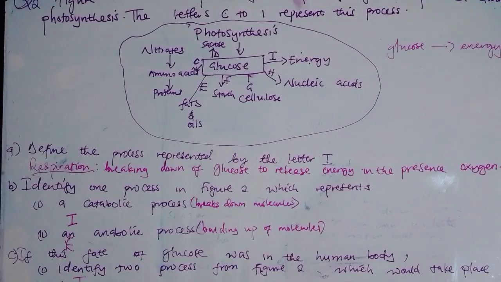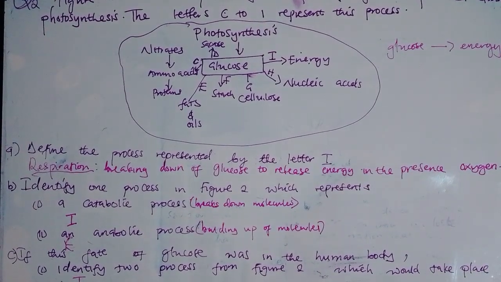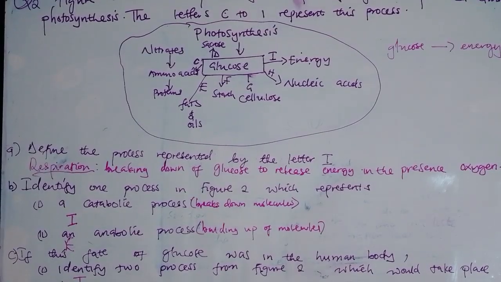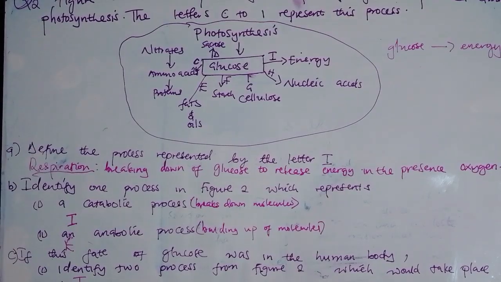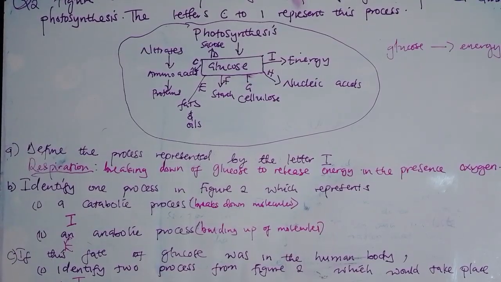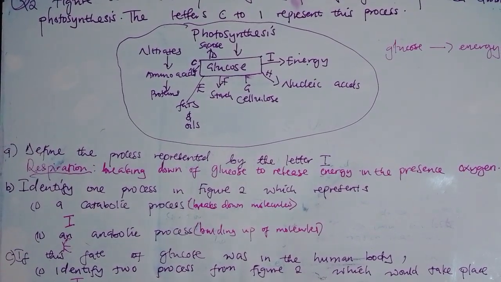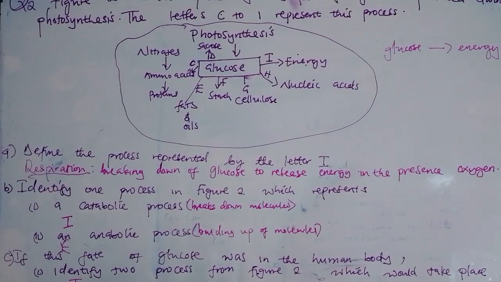Then what is our second process? Our second process can either be C or E. The production of amino acid can also take place if the fate of glucose was in the human body. The second thing is also that glucose can be converted to fats and oils in human beings. So here you can either pick C or E.